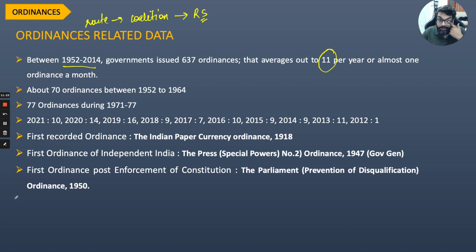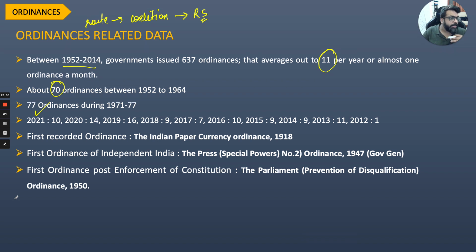What is also very interesting to note is that in the immediate advent of independence and the enforcement of the Constitution, the first 15 years or so, between 1952 to 1964, about 70 ordinances were promulgated. That's especially at a time when a political party enjoyed unquestionable status in the country. The emergency period, of course, very logically and very obviously saw the promulgation of 77 ordinances in a span of about 6 years, between 1971 to 1977. And several of these ordinances were also challenged in the court.